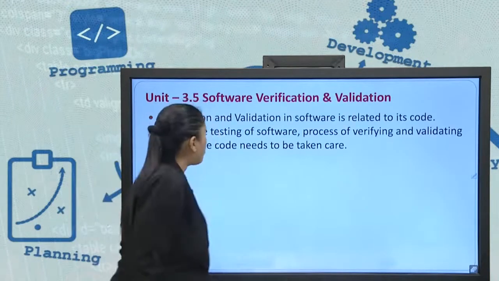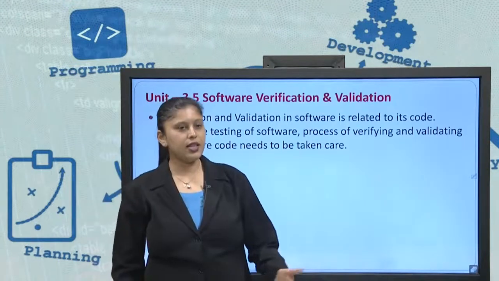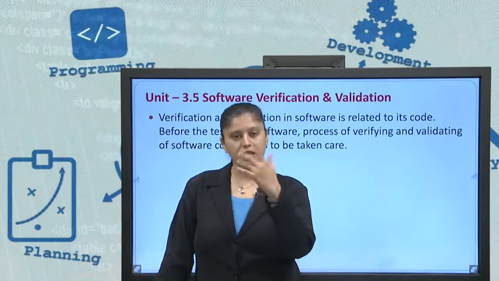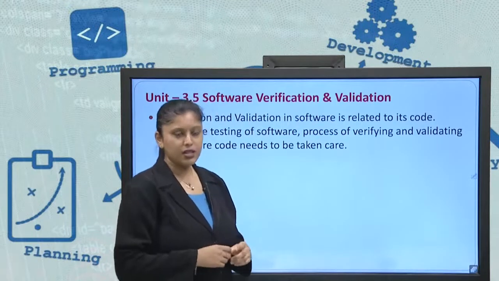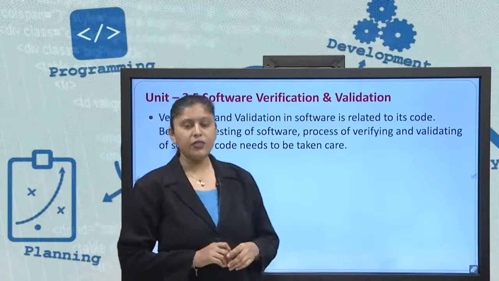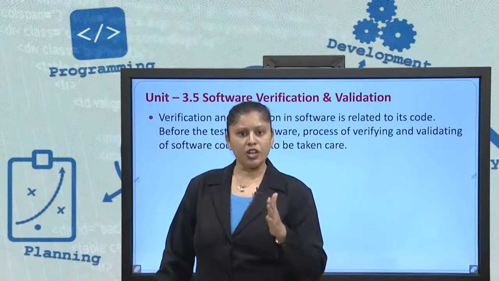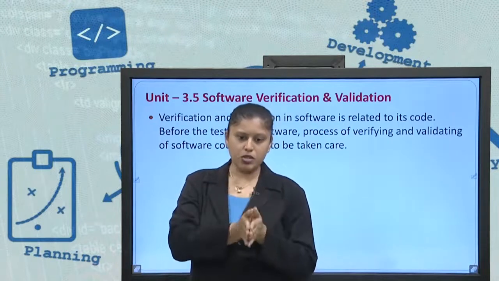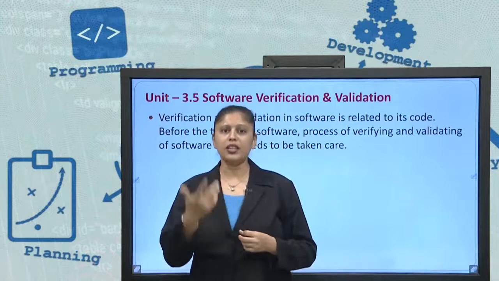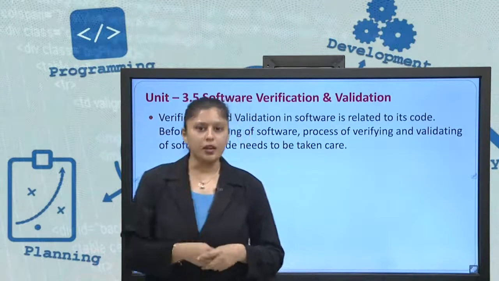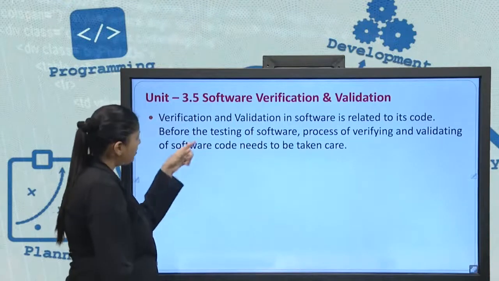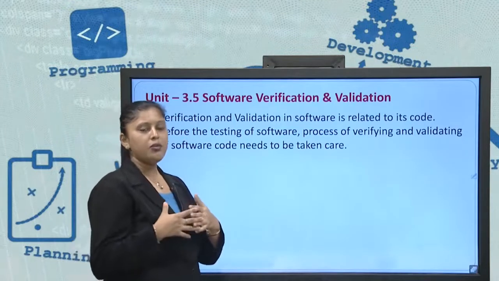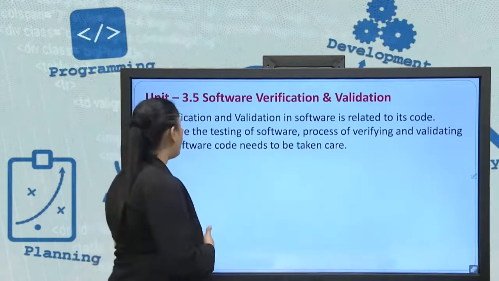Then the next topic is software verification and validation. We have already seen what V&V is, that is verification and validation, but this is just a repetition of the same topic. When you say verification and validation, I said essentially that whether we are building the right product, and whether whatever product we are building is rightly done, and whether that product is actually meeting all the requirements or not, everything comes under verification and validation, right. Verification and validation in software is related to its code, whatever code you have written as a developer.